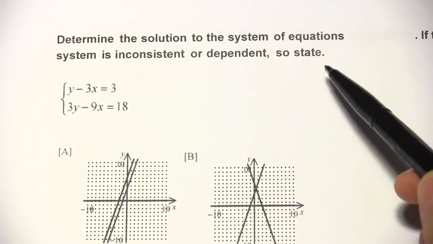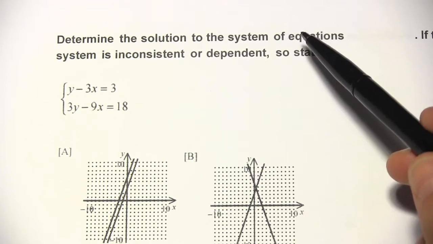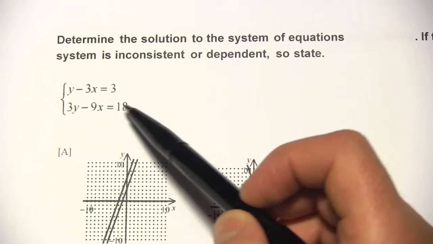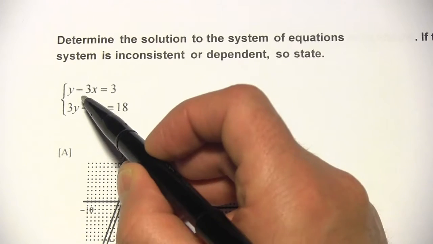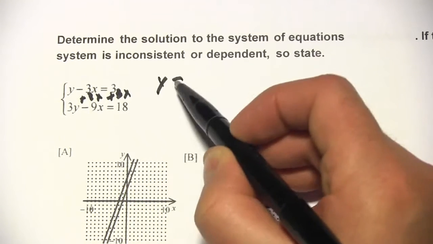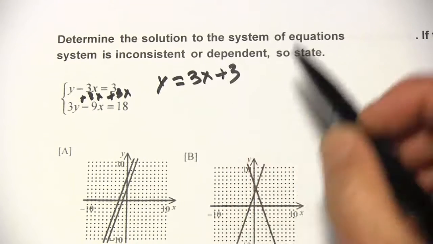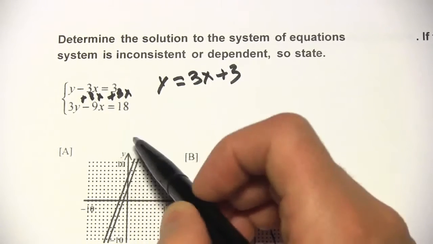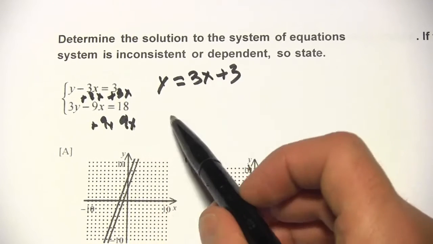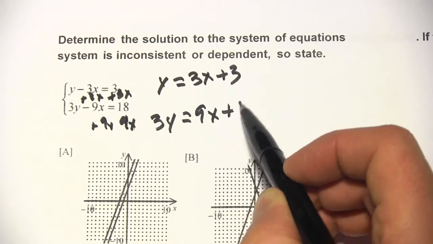All right, it says determine the solution to the system of equations and state if the system is inconsistent or dependent. Okay, so again, I want to just change these to slope-intercept form. In this first one, adding 3x to both sides is going to put the y alone on the left, so that's what we want. So that's going to be a positive 3x plus 3. This one, I'll have to add 9x to both sides to get the y term alone here. So that's a positive 9x plus 18.